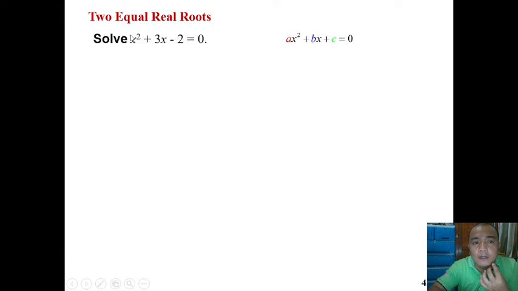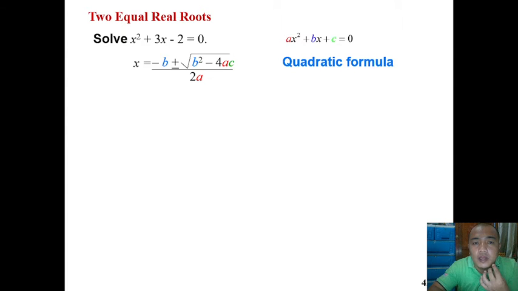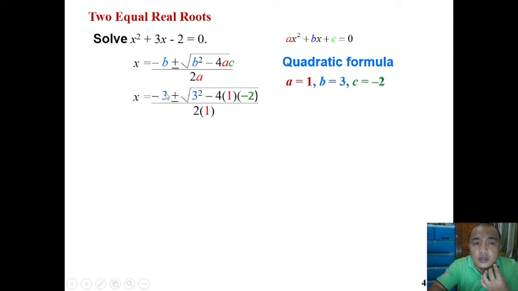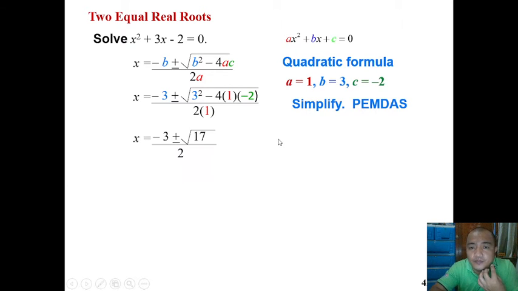Let us now solve x squared plus 3x minus 2 equals 0 by the quadratic formula. First, we need to determine the values of a, b, and c. a is 1, b is 3, c is negative 2. Then substitute in the formula: negative 3 plus and minus square root of 3 squared minus 4 times 1 times negative 2, all over 2 times 1. Simplify by PEMDAS. 4 times negative 2 is negative 8, so 9 plus 8 is 17, all over 2.